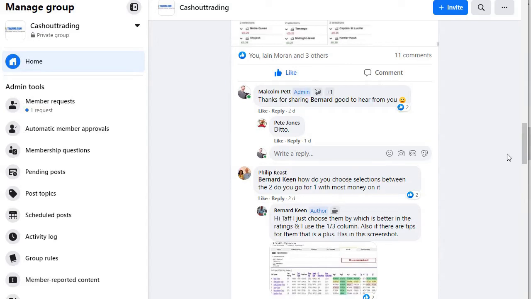So in this video I want to talk about the AvB market and Bernard's idea about using TTS software to find selections. So Bernard posted this the other day. He's posted it before several months back. He had done this but hadn't done it for a while, so was trying again. And basically he just uses the 1/3 column. Also, if there are tips for them, that is a plus. But let me explain that a little better by showing you this actually in TTS and Betfair.